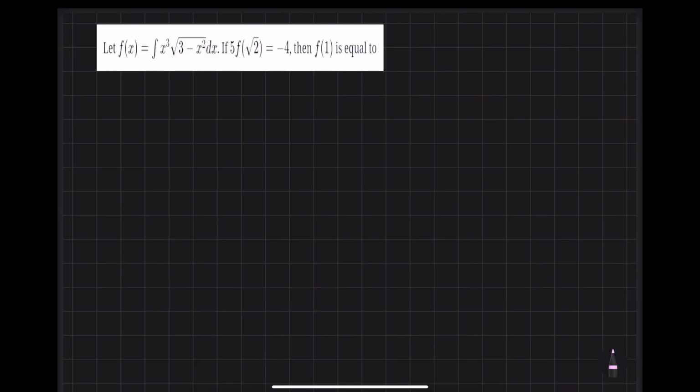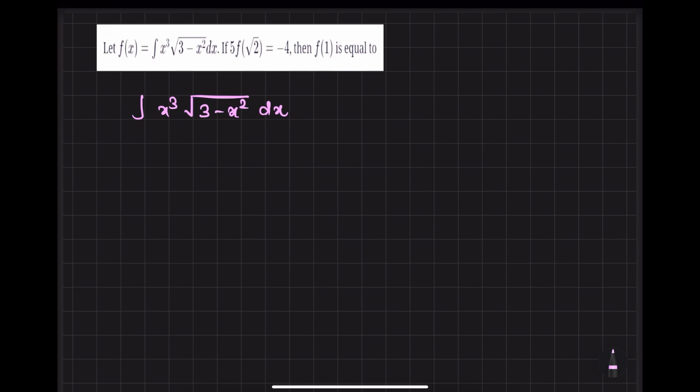So we get this situation. Let f of x equal to this. If this equals to this, then find the value of f of 1. Okay, so let's find out the result. So we have to integrate x cube root over 3 minus x square dx.